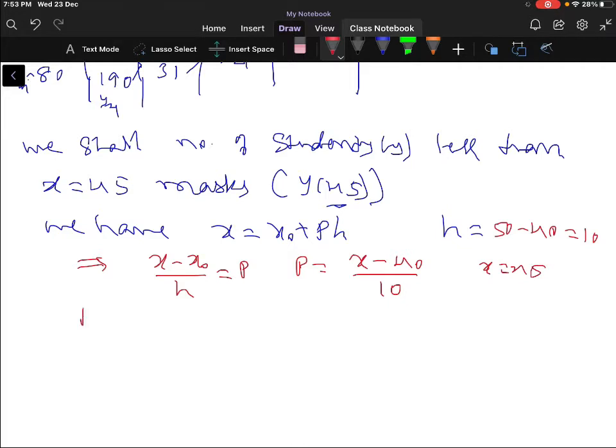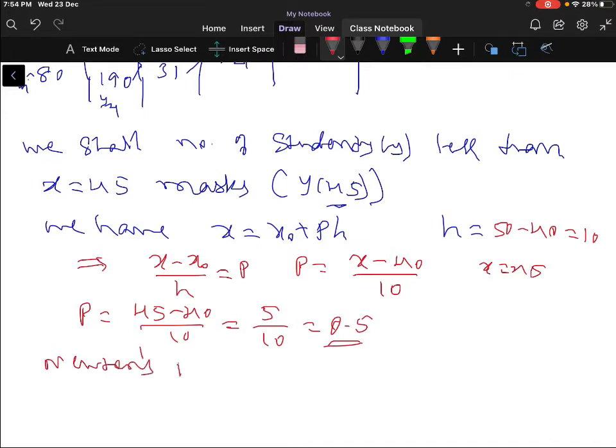Here x is equal to 45. So therefore p is equal to 45 minus 40 by 10. So this is equal to 5 by 10, that is equal to 0.5. So p is 0.5.